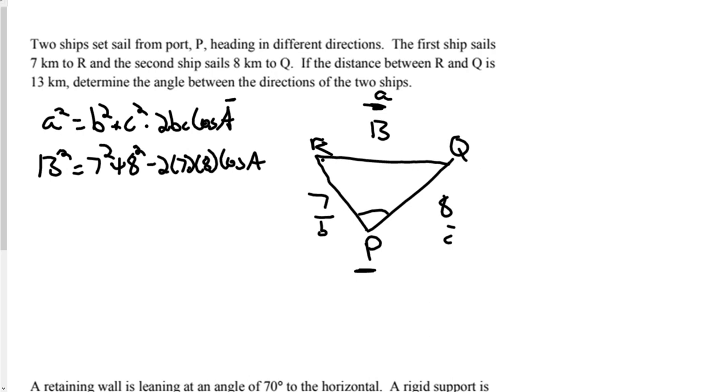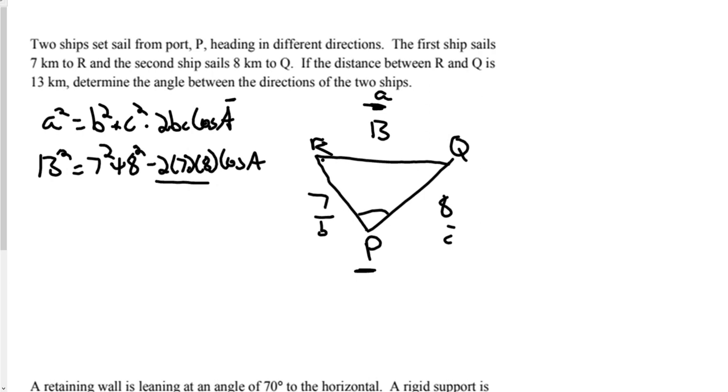So now, the biggest mistake that people make when they're solving for cosine A is they think that they can add the 2 times 7 times 8 over to the other side, and you can't. This is all being multiplied. So when you bring this over, you have to divide it. So I'm going to move everything over in one step and just show you the algebra.